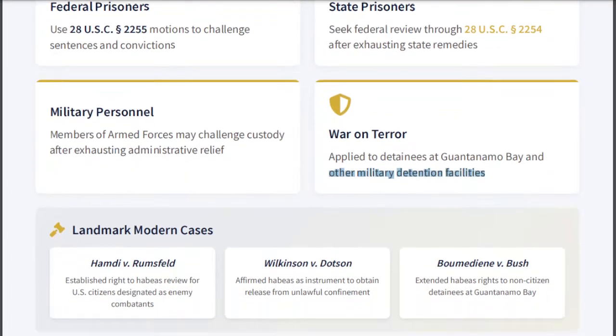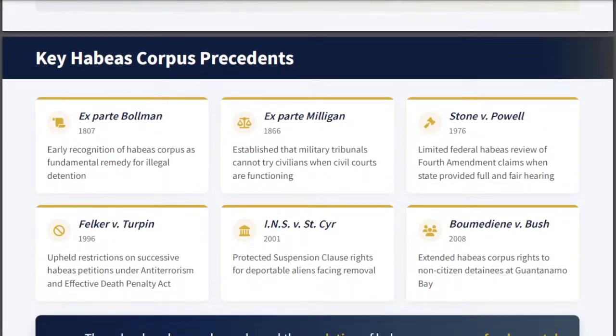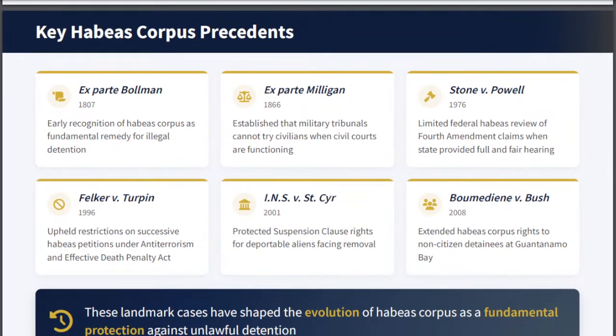The landmark cases, here we go. We have Hamdi versus Rumsfeld, which established the right to habeas corpus review for U.S. citizens designated as enemy combatants. Then we had Wilson versus Dotson, which affirmed habeas as an instrument to obtain release from unlawful confinement. And Boumediene versus Bush extended habeas rights to non-citizen detainees at Guantanamo Bay. So, some key habeas corpus precedents.